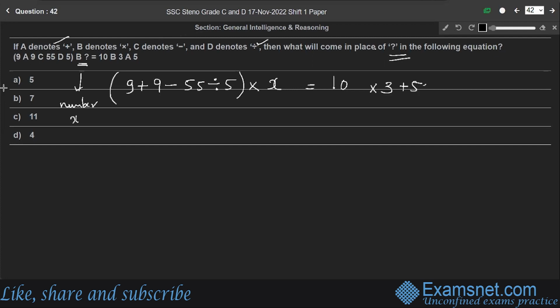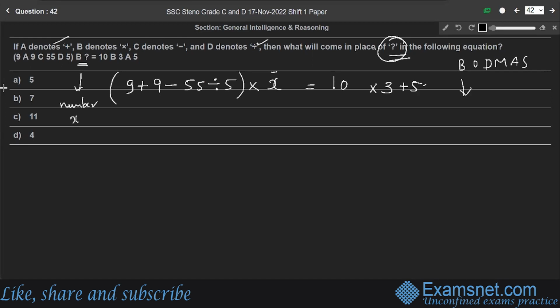Let us solve the given equation to find the value of x. What will come in place of the question mark, which is x? To solve this, we are following the BODMAS rule. According to which, remove the bracket part first.